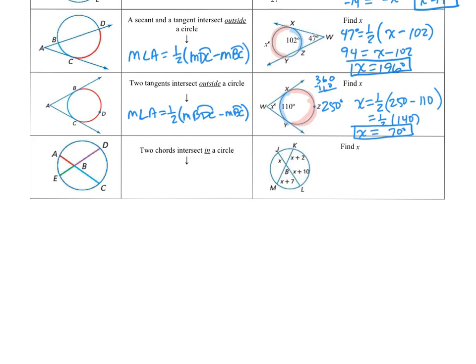Okay, so what this theorem tells us is that when two chords intersect in a circle, then the product of the pieces of one chord, so product means multiplication. Let's look at this first chord, and the pieces are AB and BC.